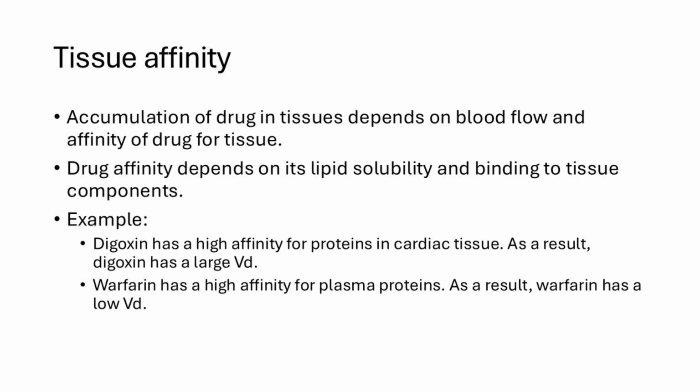Drugs may also accumulate in tissues by binding to proteins or other macromolecules. For example, digoxin has a high affinity for proteins in cardiac tissue. As a result, digoxin has a large apparent volume of distribution. Conversely, drugs may have a high affinity for plasma proteins. When the affinity for plasma proteins exceeds the affinity for other tissue proteins, most of the drug tends to stay in the plasma. As a result, the drug may have a low apparent volume of distribution. The affinity of drugs for plasma proteins will be discussed in our next video on plasma protein binding.